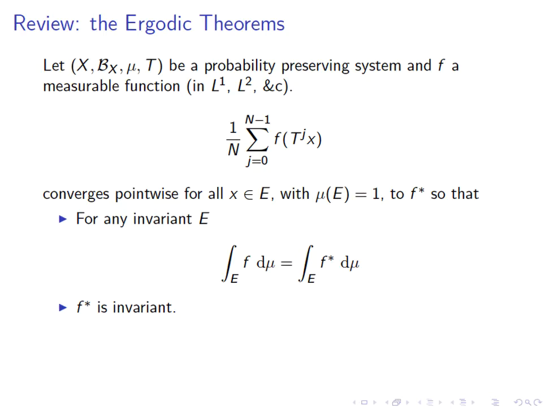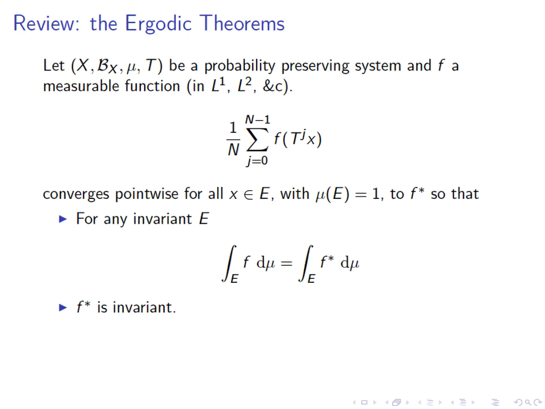The first ergodic theorem we had was von Neumann's L2 ergodic theorem, which says that if the f that you start with is an L2 function, then the ergodic average converges in L2, the convergence is L2, and the limiting function f star is also in L2. That was quite an easy theorem actually, and to prove it, all we needed to do is understand that this ergodic average actually represents the orthogonal projection onto the space of invariant functions in L2.